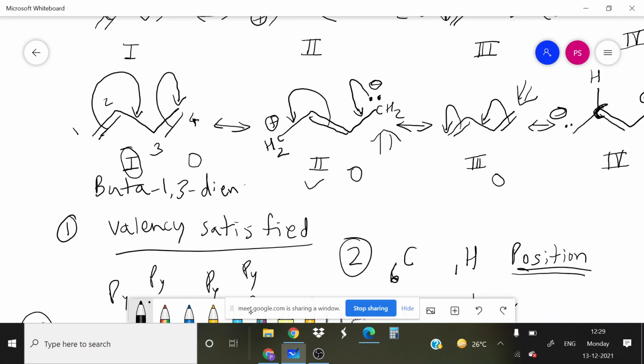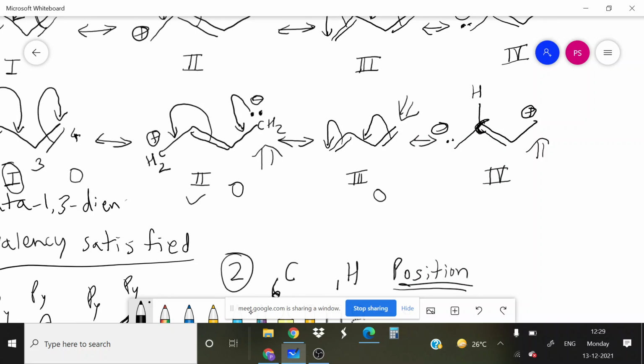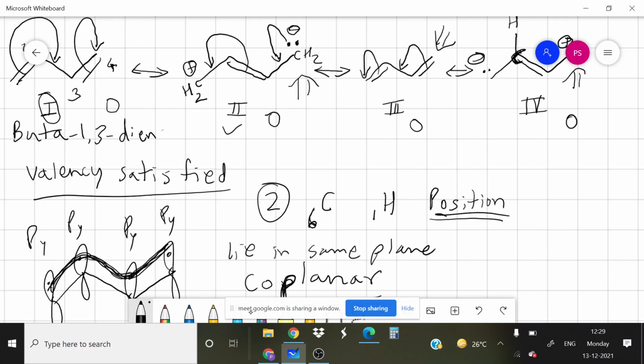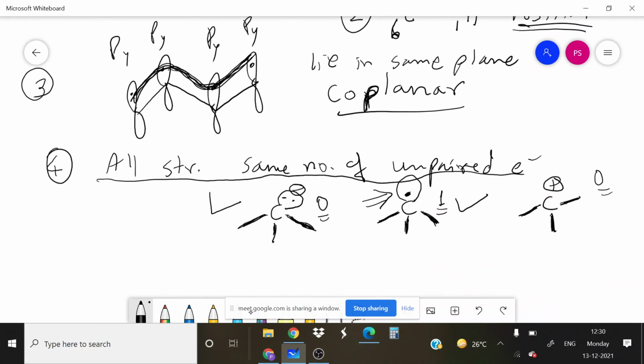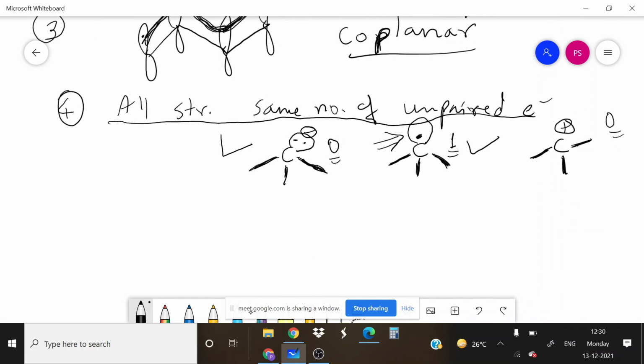Structure number 2 and structure number 4 are similar structures. Only the difference is that the negative carbon in structure number 2 is on the right hand side, and in structure number 4 the negative carbon is on the left hand side. But the number of unpaired electrons is also 0 in structure number 4. So all these 4 structures have 0 unpaired electrons. Okay, so this is the fourth rule. All structures must contain the same number of unpaired electrons.